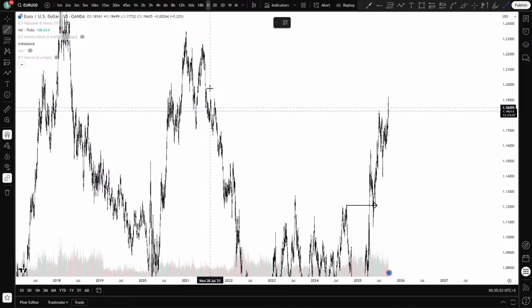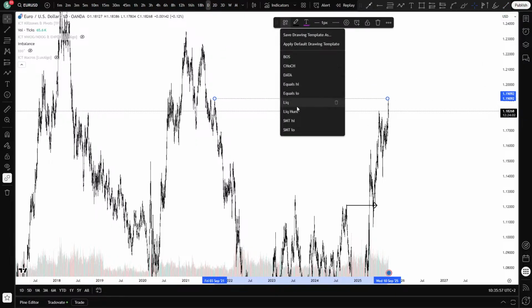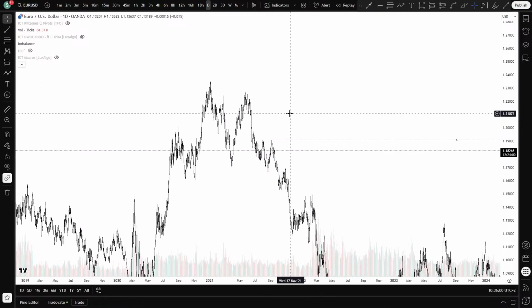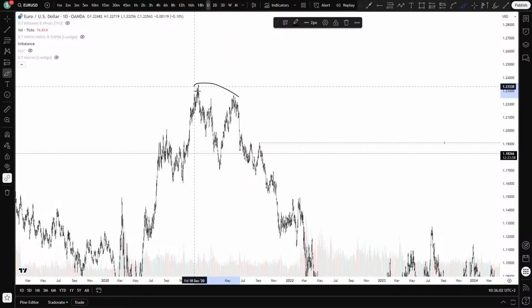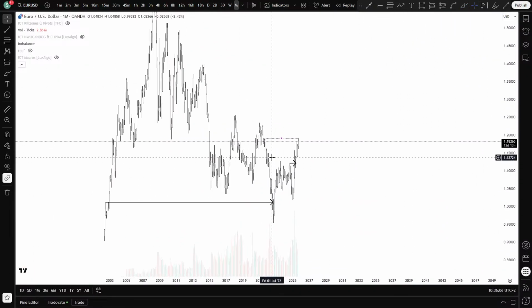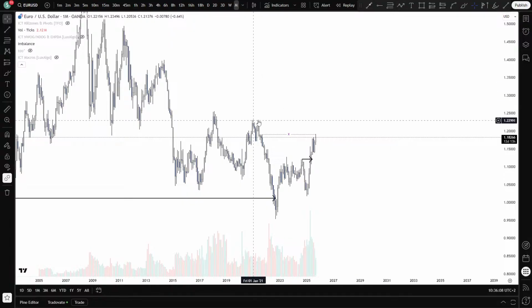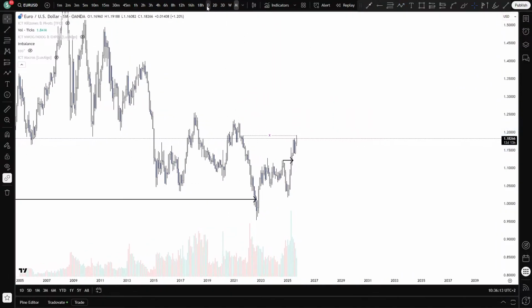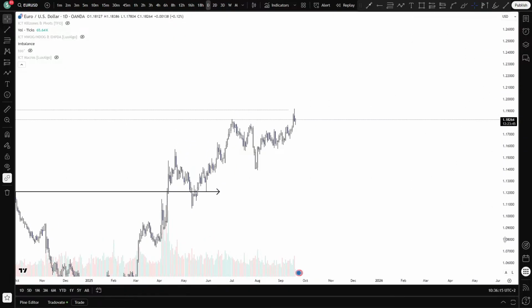Just took out some nasty liquidity though. Pretty much your last liquidity before you're gonna trade towards these highs over here, which are probably also the monthly highs that brought you towards this low. So let's see what kind of reaction we're getting from that.